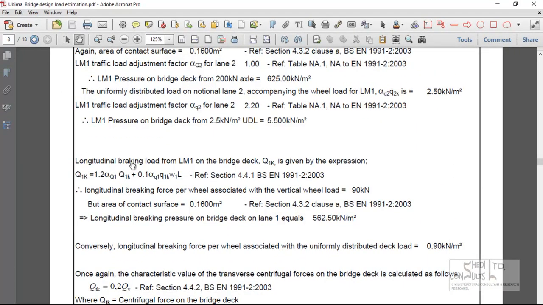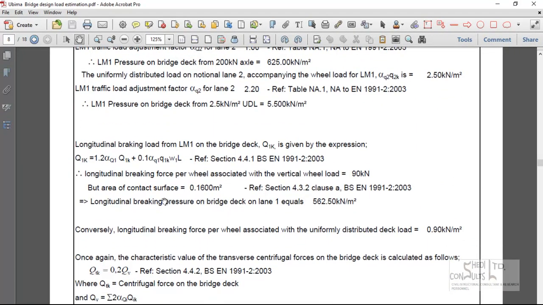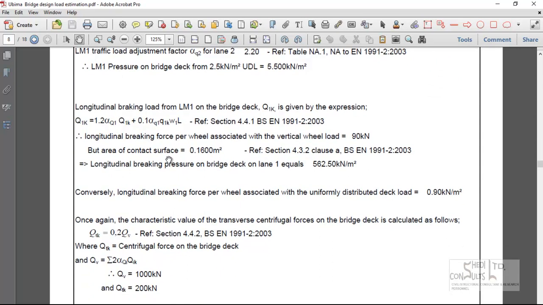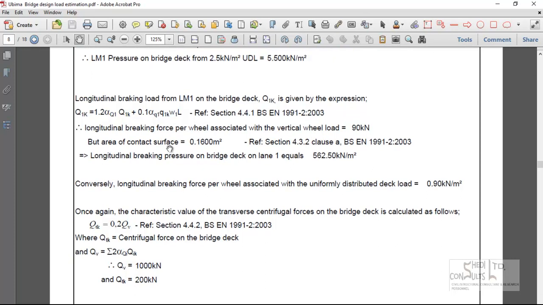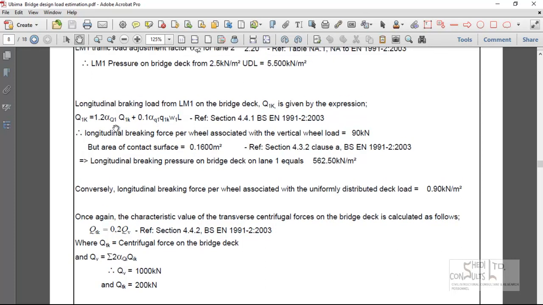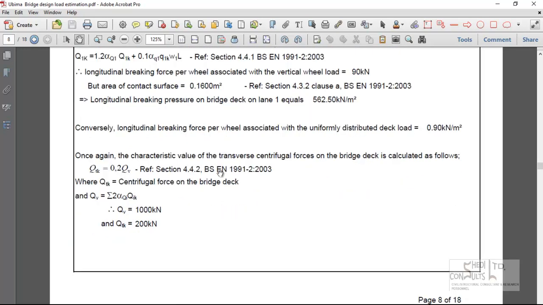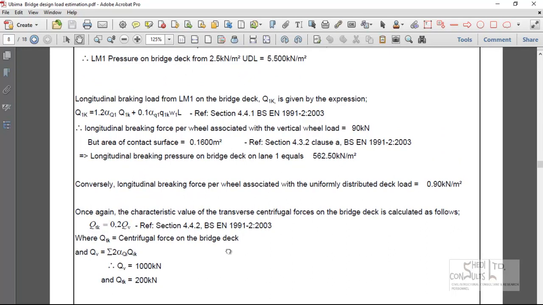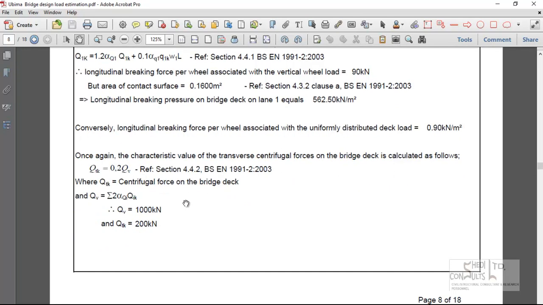Then longitudinal braking load: you have to compute the longitudinal braking force, which is a force as a result of braking action on the bridge deck. Okay, the code says it's 60% of the total axial load. So 60% times 2 times the axial load gives you 1.2, and then it's 10% of the pressure load on the bridge deck. Okay, then you also have to compute the transverse centrifugal force. This is braking force, then this transverse centrifugal force.